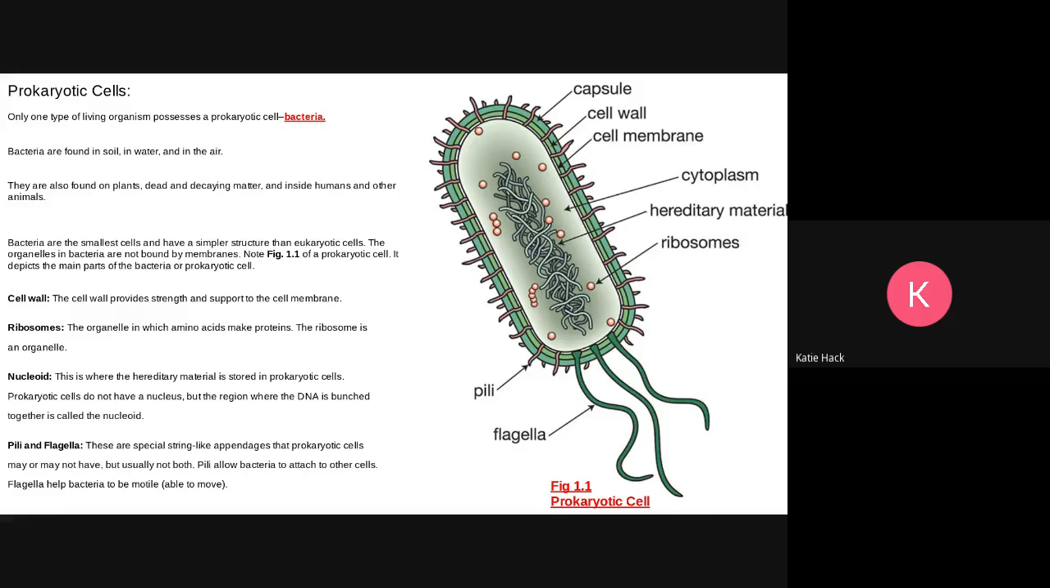So bacteria are the smallest cells and have a simpler structure than eukaryotic cells. The organelles in bacteria are not bound by membranes. If we look at figure 1.1 of the prokaryotic cell, you can tell that the middle part, or the hereditary material, is just kind of floating there in the middle. It's not contained. You have a cell wall, which is the outermost layer of the cell.